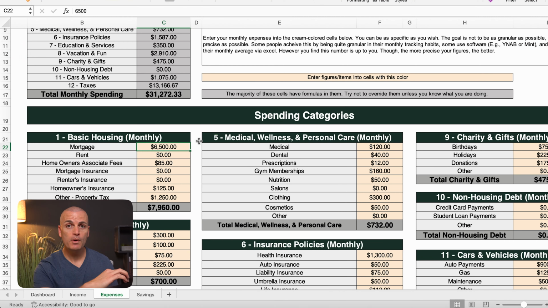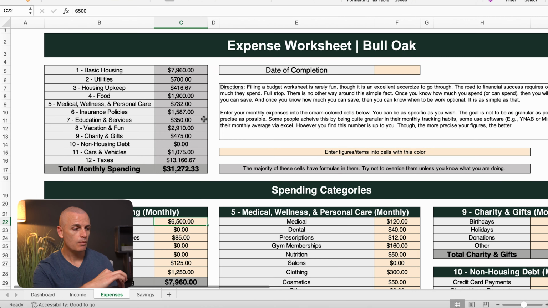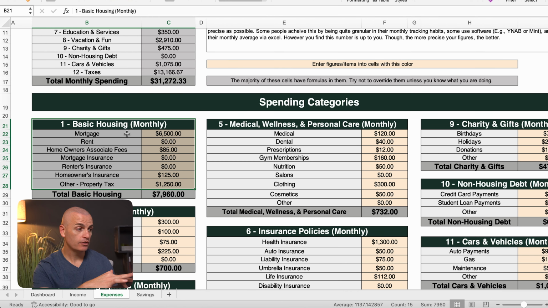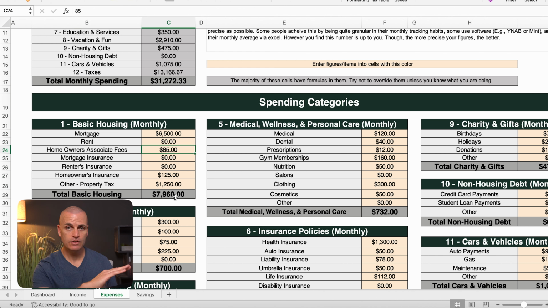So quickly, before we begin, understand that we broke these down into different spending categories. This is how this budget worksheet works. We have our basic housing, so these are all of your housing numbers. Anything in yellow are the areas that you want to plug in, and anything that is grayed out is going to automatically pull in for you. So try not to mess with the gray cells unless you know what you're doing within Excel or Google Sheets.